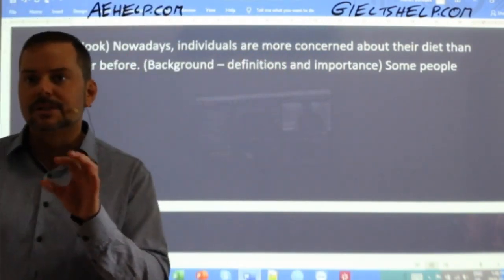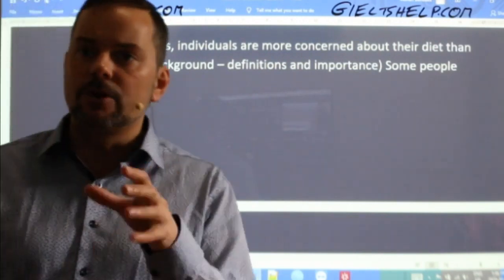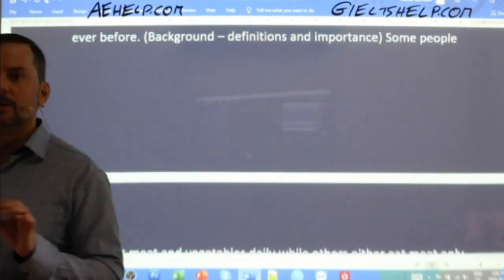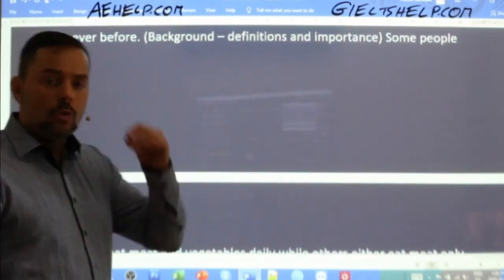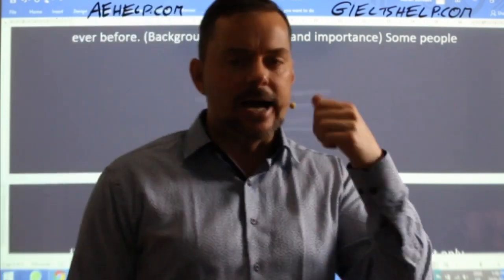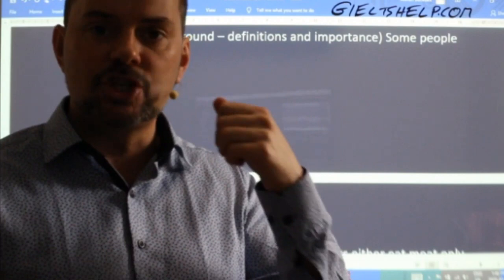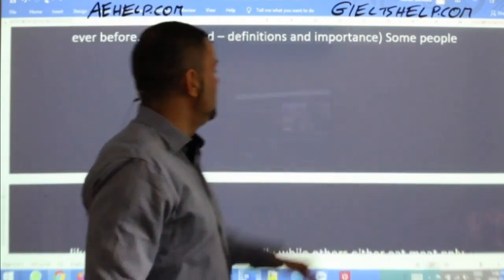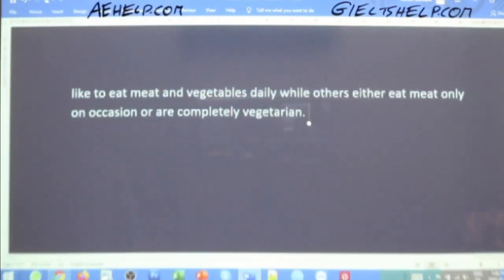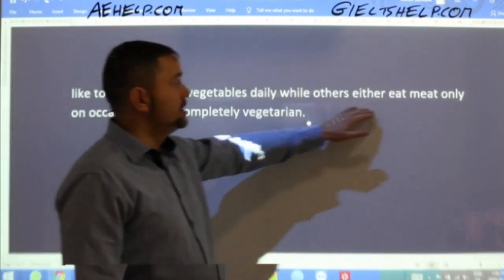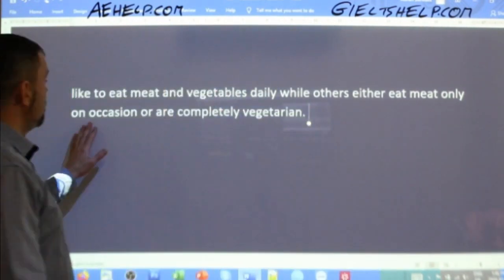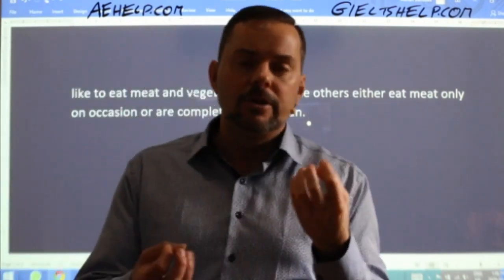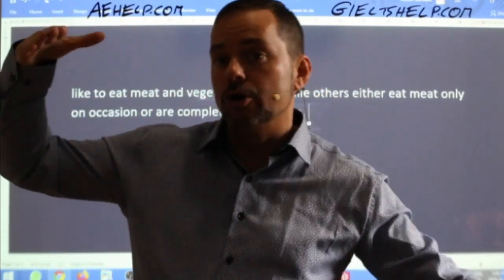So I think Kisi, Vatsal, you're on the right track. Ferdovs, you're kind of close as well. But even being a little bit more precise will be more accurate for your reader. Always keep your reader in mind. So always think about how your reader is interpreting this information as it's connected to the question. Okay? So some people like to eat meat and vegetables daily, while others either eat meat only on occasion or are completely vegetarian. So now we have that clear concept of high consumers of meat versus low or no consumers of meat.